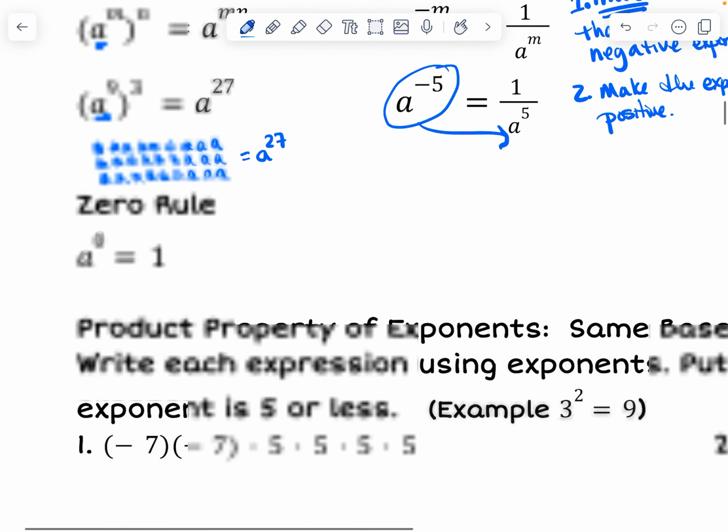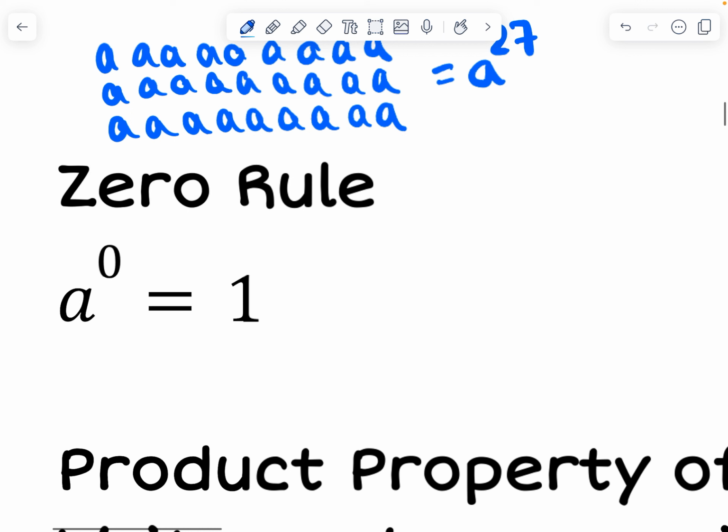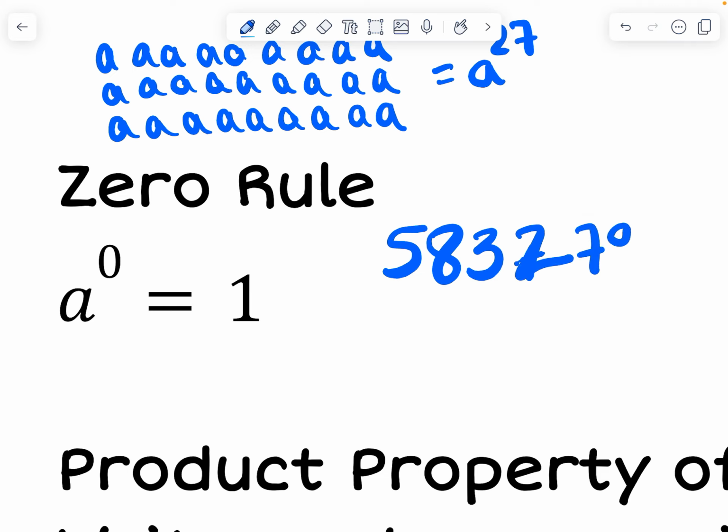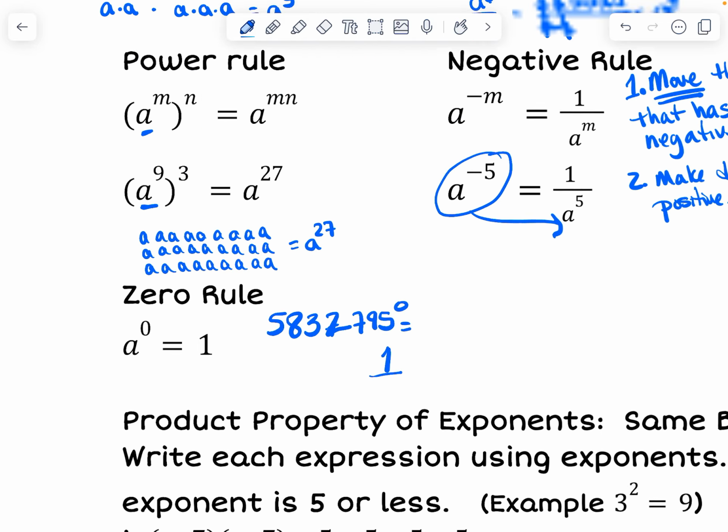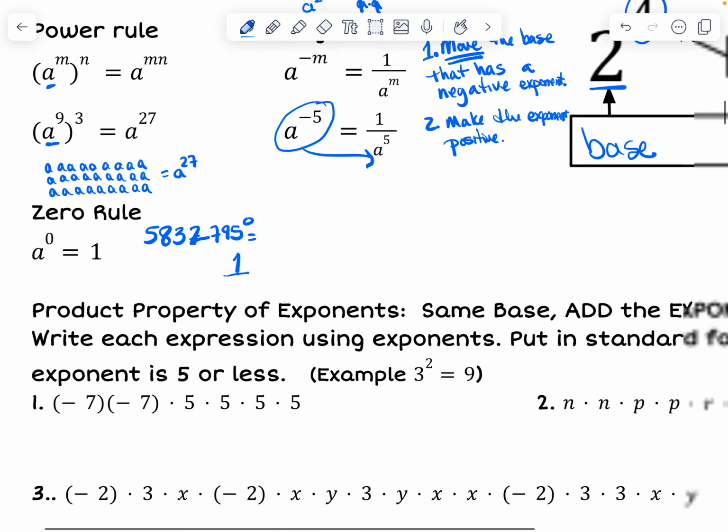Okay. So now the other rule is anything to the 0 power is 1. So I could put 5, 8, 3, 2. Oh, that's not a 2, that's a 7, but I'll make it a 2. 7, 9, 5 raised to the 0 power, automatically 1. Okay, so that's what we're doing.